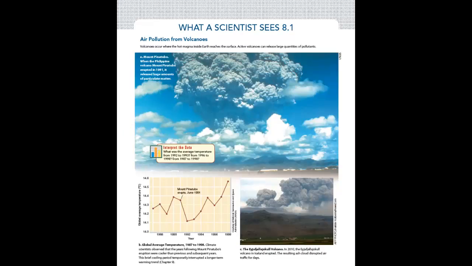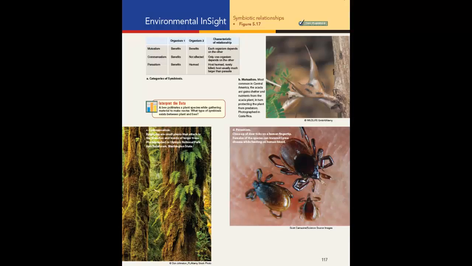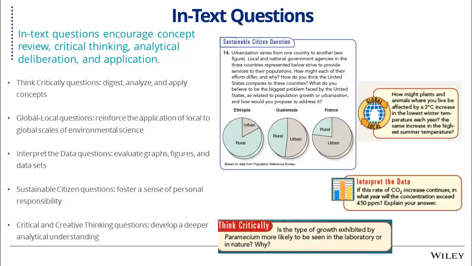What a Scientist Sees highlights how a scientist would see an issue, and helps students apply their own observational skills to think like a scientist and answer questions. Insights are multi-part visual features that focus on a key chapter concept, exploring it in detail or in a broader context, using a combination of photos, figures, and data.